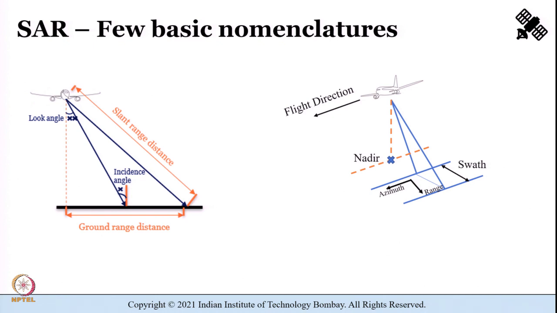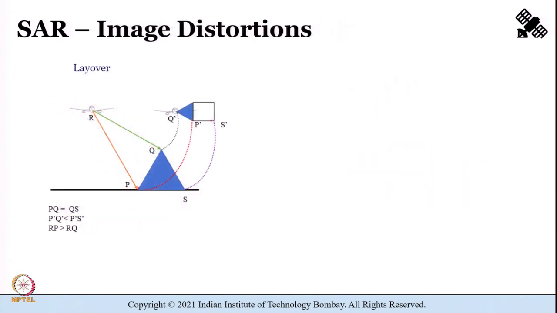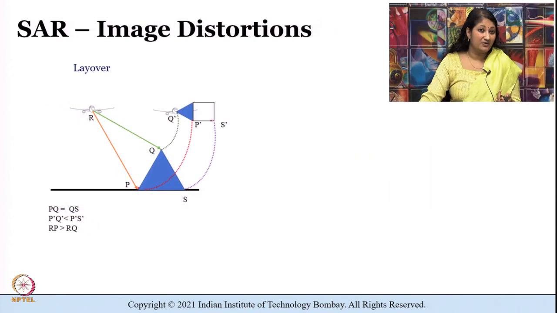So, we have understood what is look angle, incidence angle, ground range distance, slant range distance, nadir, azimuth, range, and swath. And remember, in this case we are considering the platform to be an aircraft and that the sensor is mounted on the aircraft. Okay. With this background, let us try to understand about image distortions, because in tutorial 3 we will cover image distortions.